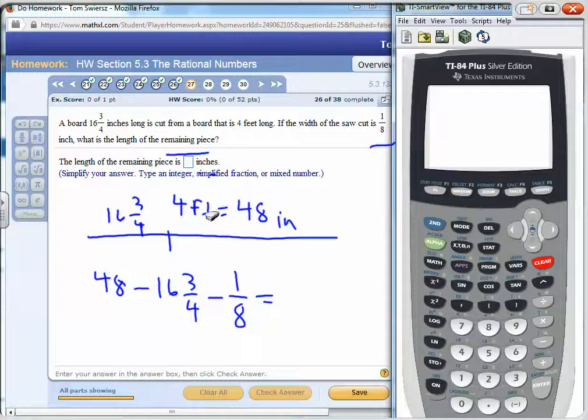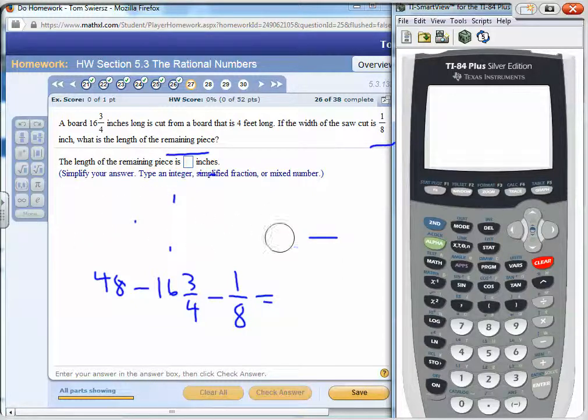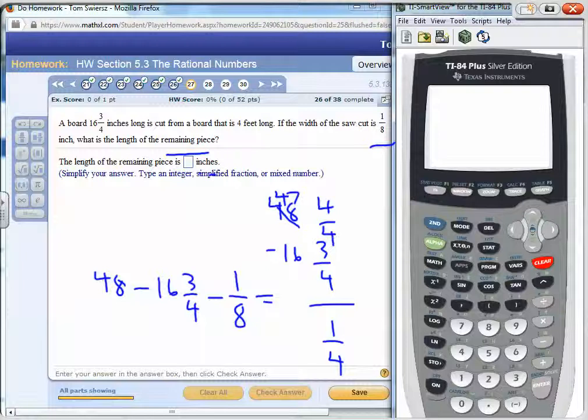If we do 48 minus 16 3/4, we have to borrow 1 from the 48, make it a 47. So that would be 4/4. 4/4 minus 3/4 is 1/4. And then 47 minus 16 is 31. But now we have to subtract 1/8, right?